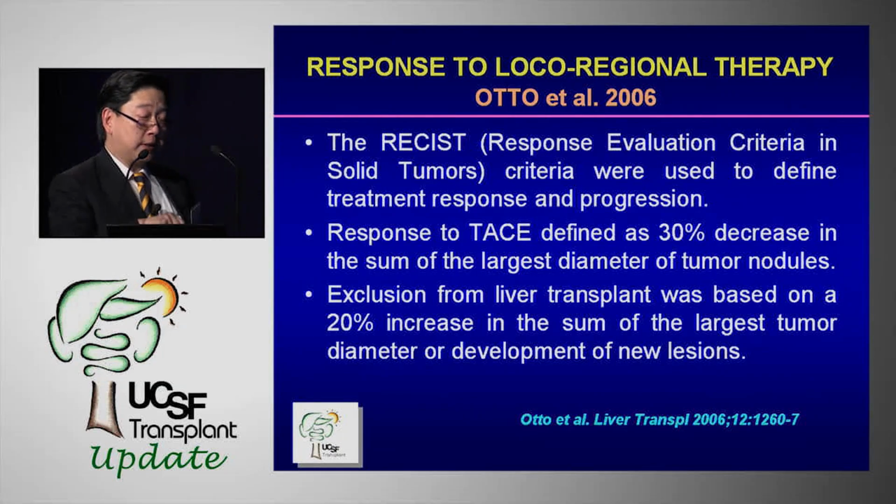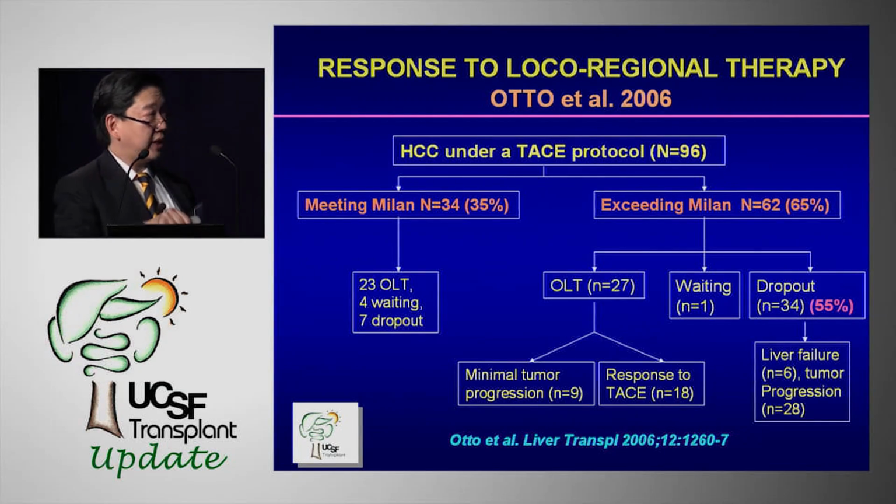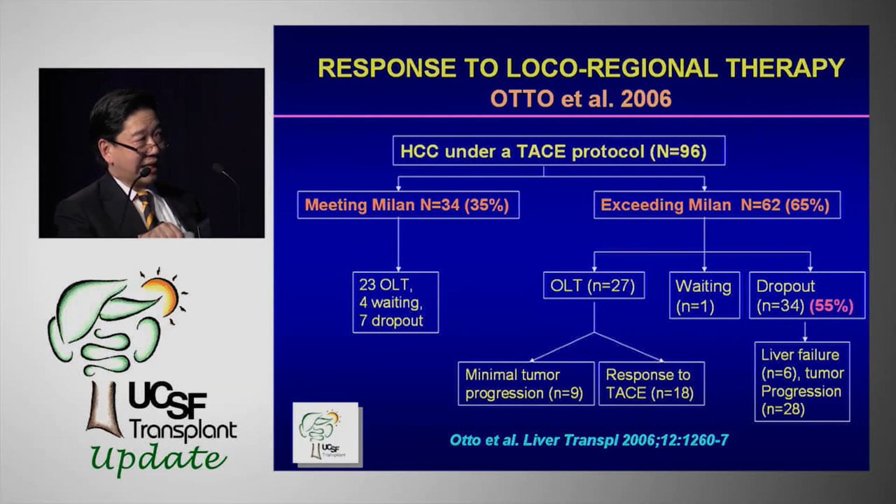And the next study by this group from Mainz, Germany, looked at RECIST criteria to define treatment response and progression. Response was defined as a 30% decrease in the sum of the largest diameter of tumor nodules, and patients were excluded from liver transplant if they showed a 20% increase in the sum of the largest tumor diameter or if they developed new lesions. So the protocol involved 96 patients. The majority of them, and this is interesting and unexpected, had tumors exceeding Milan criteria. They observed a very high dropout rate because of tumor progression.